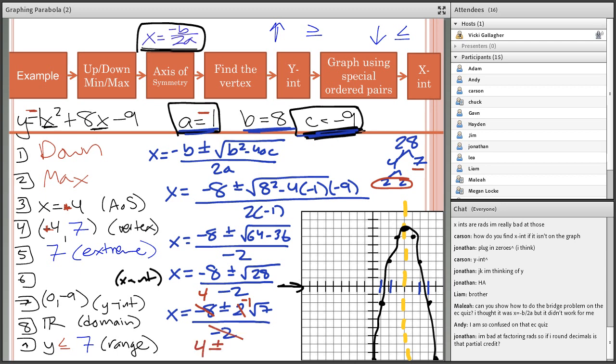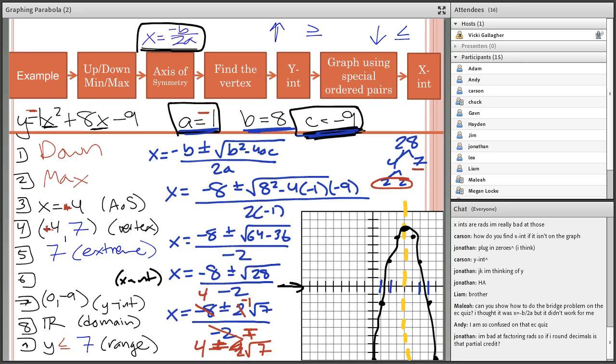Now, I would accept this answer on a test. I'm not sure if the other teachers would. The way that I had written it on the answer key, I had not written the negative 1, because what the negative 1 does is it takes the plus sign from the plus or minus and makes it a minus sign, and then it takes the minus sign and makes it a plus sign. And that's still a plus or minus symbol. So the negative 1's not really required.